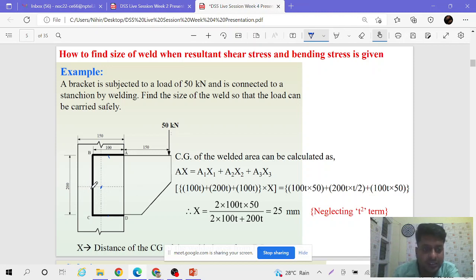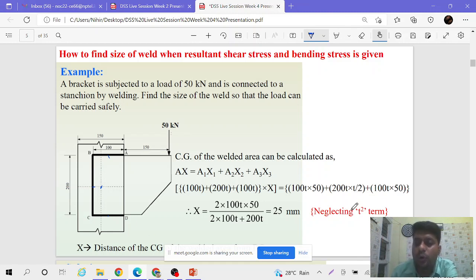Now what is here? 200 is the length, into t, the throat thickness, and into t by 2, since its CG will lie at the center point. So that is why t by 2, plus similarly for the CD portion, 100 t is the area and its CG will lie at a distance of 50. The total length is 100, so at the center its CG will lie, that is at 50.